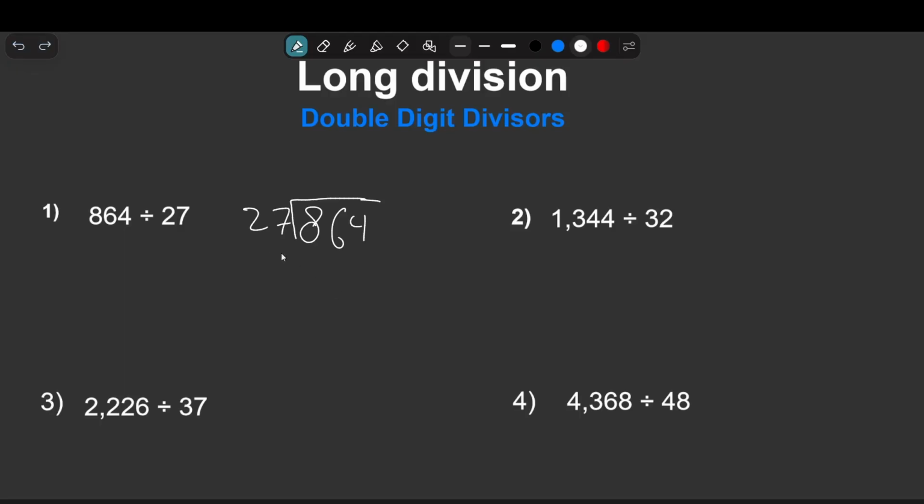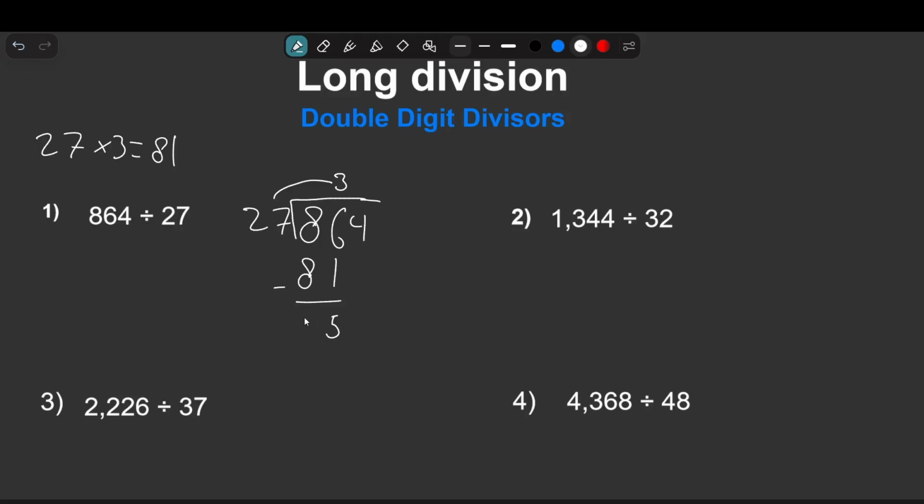Well, 27 fits 3 times into 86. So we're gonna write a 3 up here. Now we have to multiply. So we're gonna multiply 3 by 27, or 27 by 3. Well, 27 multiplied by 3, let's write it up here. 27 times 3 equals 81. Well, what we're going to do now is we're going to subtract these two numbers. So we're going to do 86 minus 81. This equals 5. So 86 minus 81 equals 5.